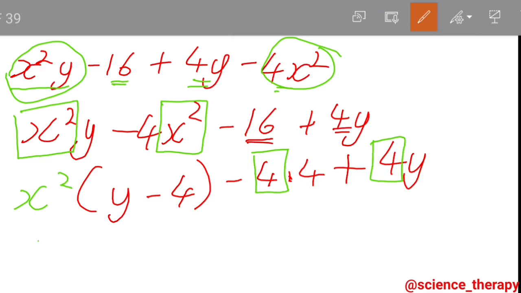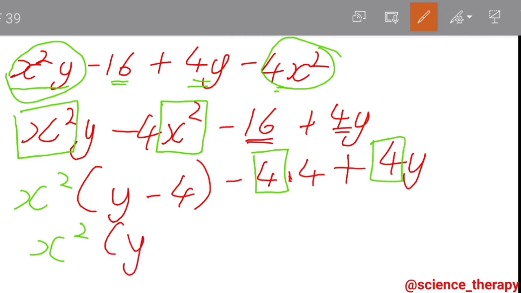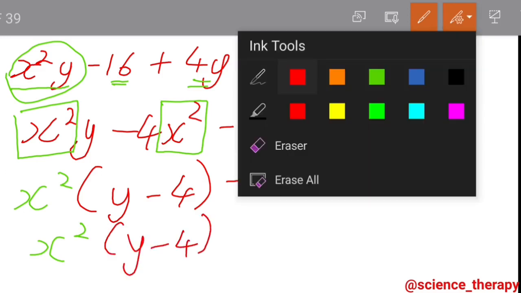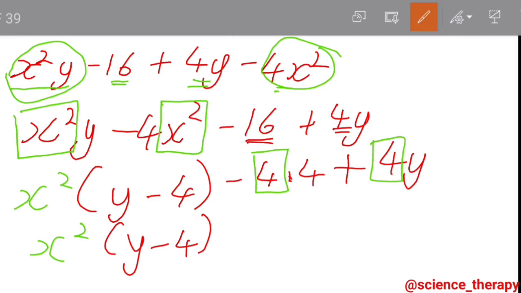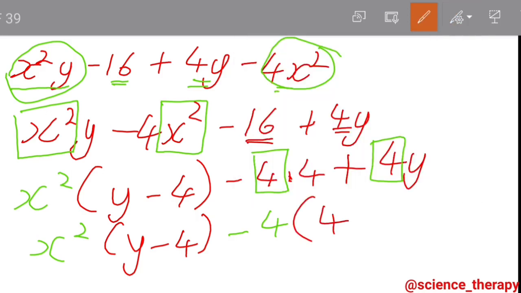So what do we do now? We have x squared, and then this is y minus 4. To factor out the minus 4, right? And then if we factor out negative 4 here, we are left with 4. And then remember, we have a negative outside, so this sign has to change. So now we have minus, factoring out 4 here, we have y.